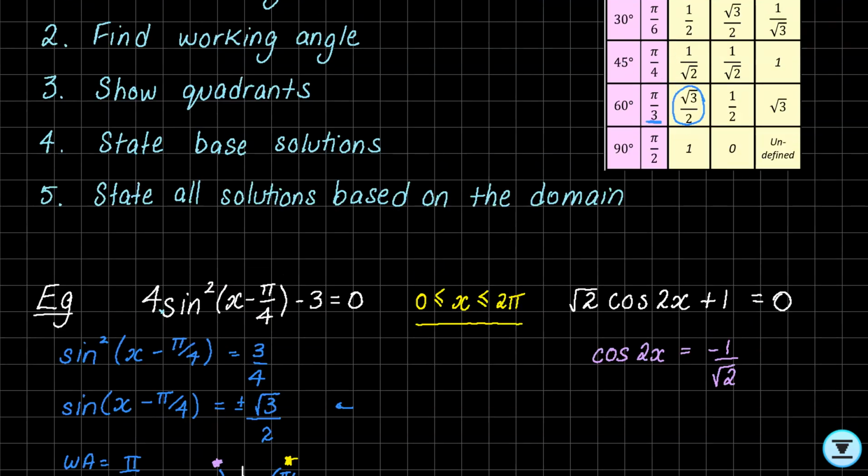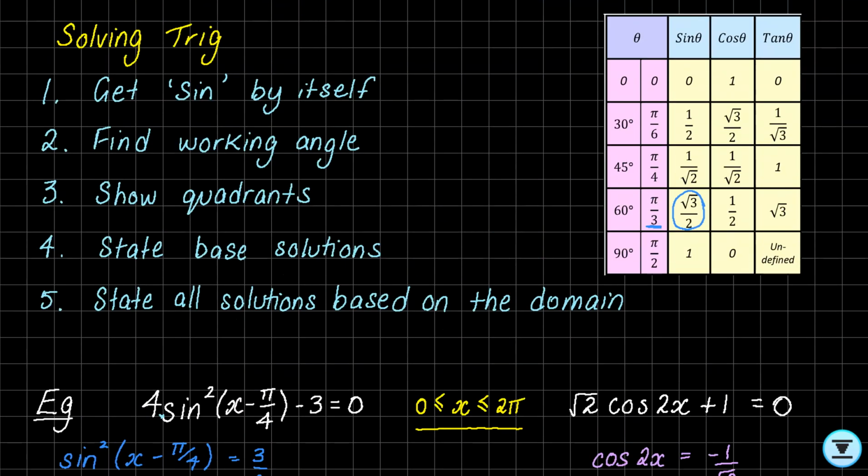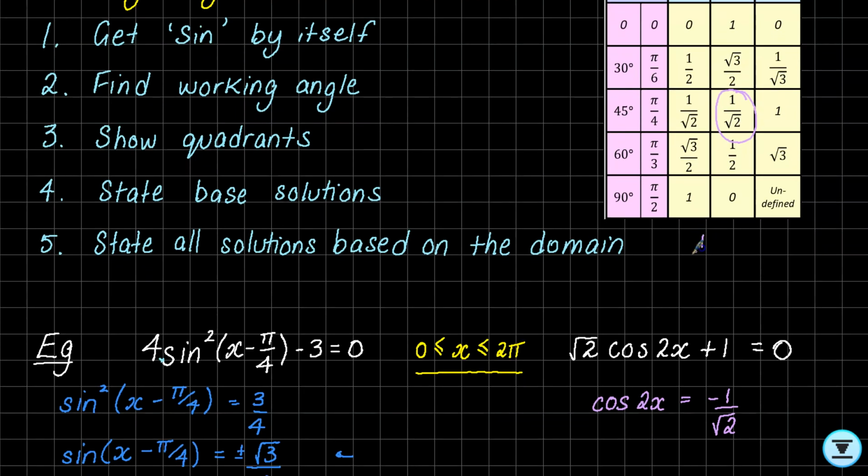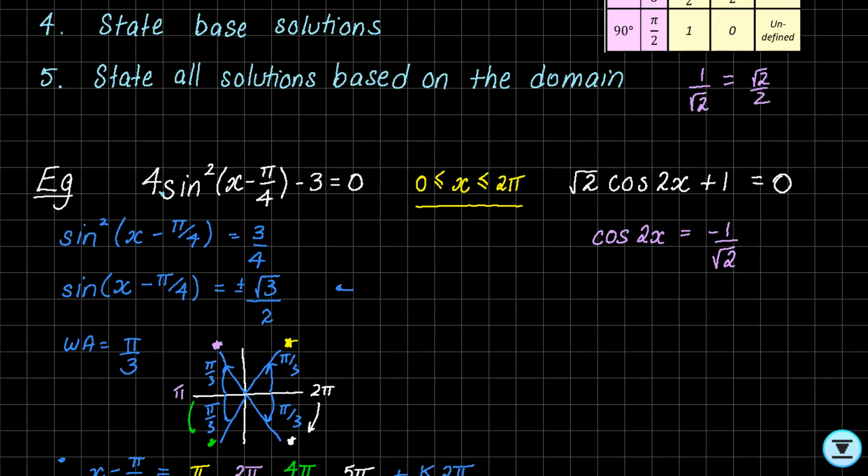So I've done the first bit. Second bit, go back up here. What's the second bit? Get your working angle. We look at our table. This is our saviour, this table. So we're looking at cos. When is it 1 on root 2? Here, so pi on 4. And we also remember that 1 on root 2 is also known as root 2 on 2. So just recognise that. Okay, so my working angle is pi on 4.